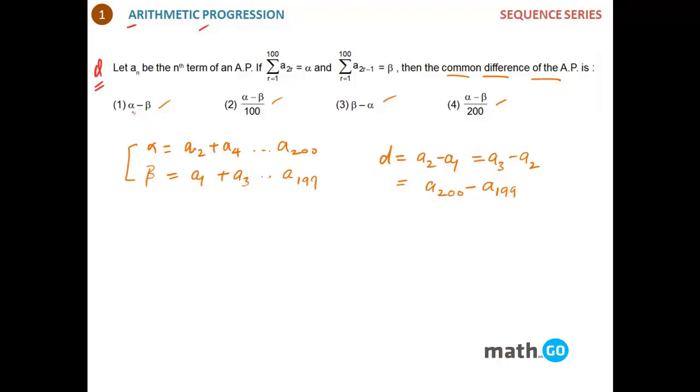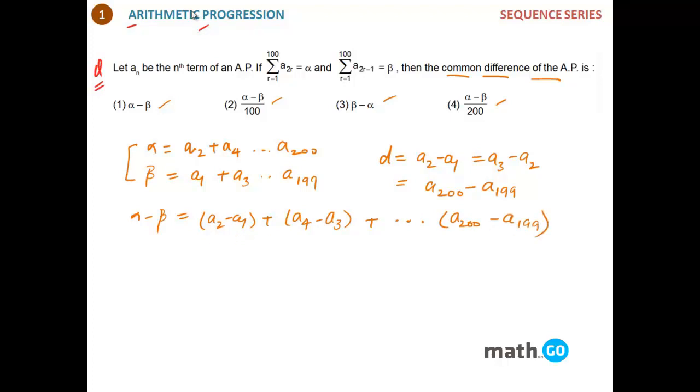Another very important thing which we can grasp from the question itself: every option has alpha minus beta or beta minus alpha here, right? So let's see what is alpha minus beta. Alpha minus beta would become a2 minus a1 plus a4 minus a3, and what will be the last term here? The last term would become a200 minus a199, right?